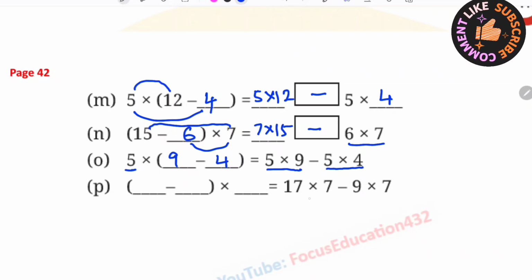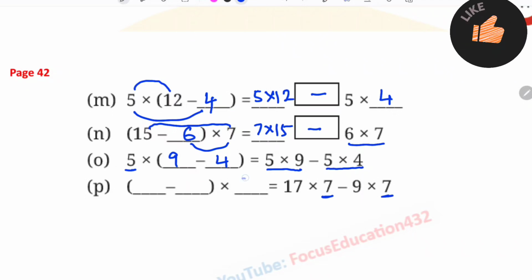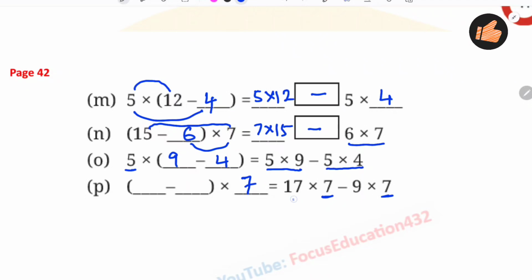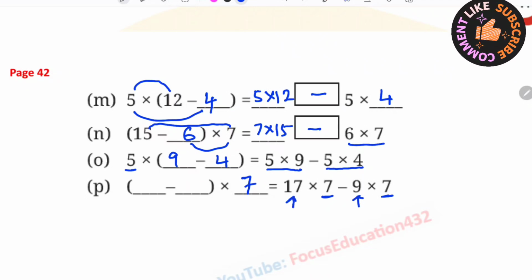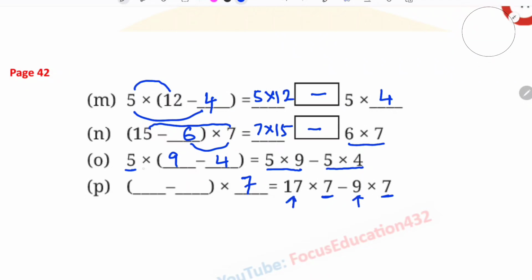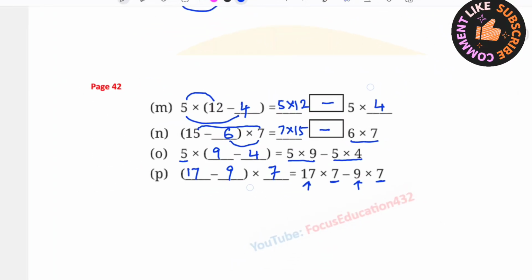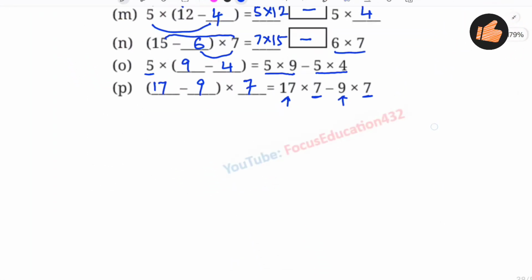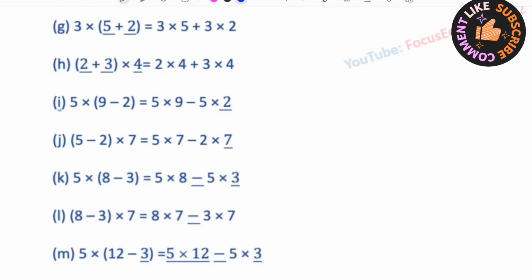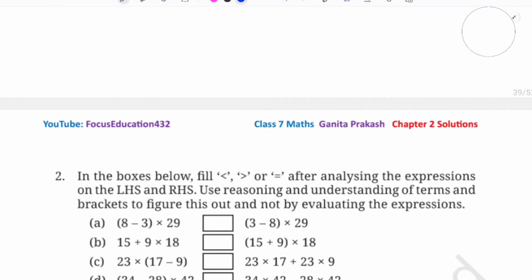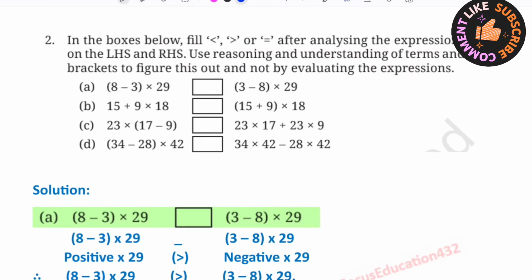Last is also very easy: 17 multiplied by 7 and 9 multiplied by 7. 7 is common here, right outside. The other two terms, 17 minus 9. You write here, minus already given. So in this way we have completed all these. This is page number 42. If you have any doubts, you can mention them in the comments. Now next question.